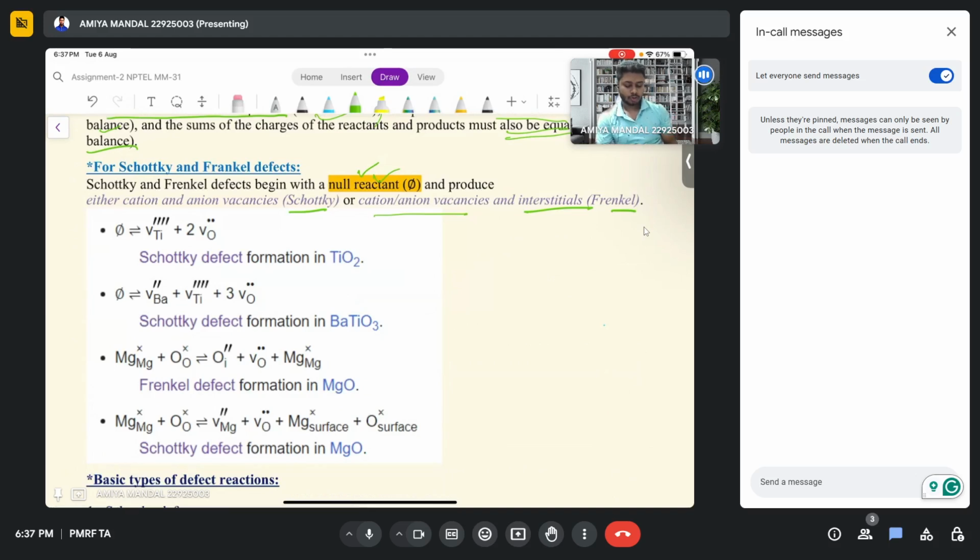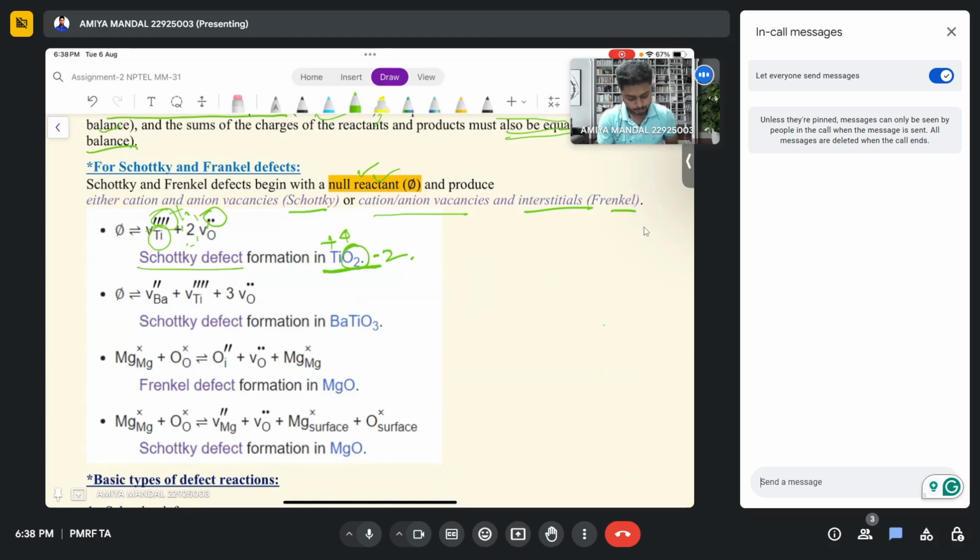To start with Schottky defect formation in titanium dioxide, what will be there? Titanium has four positive charge, oxygen has negative charge. If a vacancy of titanium is created, two vacancies of oxygen are also created. So this is an oxygen vacancy site with two positive charge. Two oxygen vacancies are created, giving two unit positive charge each. So there are four negative charges at the titanium vacancy site.